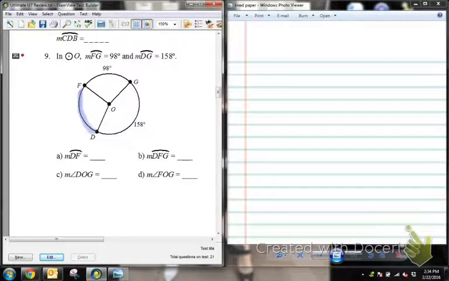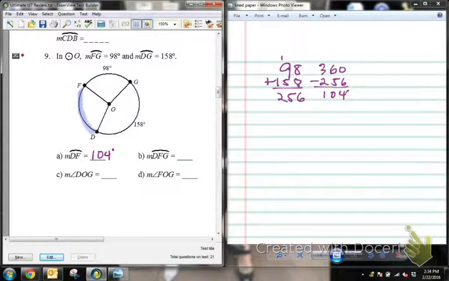So to get arc DF, you have to take the 98, and the 158, and you have to add those together. And you get 16, let's carry the 1, and that's 256 degrees. And then to get that remaining arc, you have to take the 256 and subtract from 360, which gives you 104 degrees. So the 104 degrees, there's your arc DF.